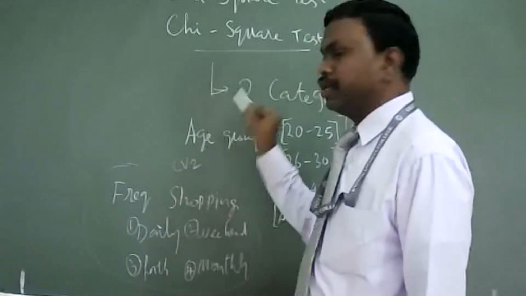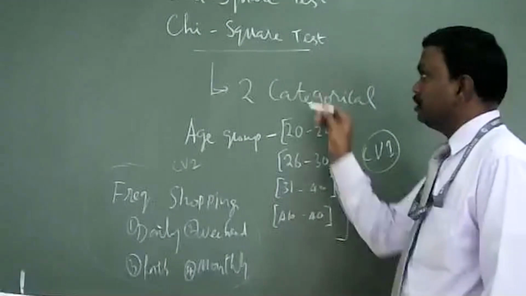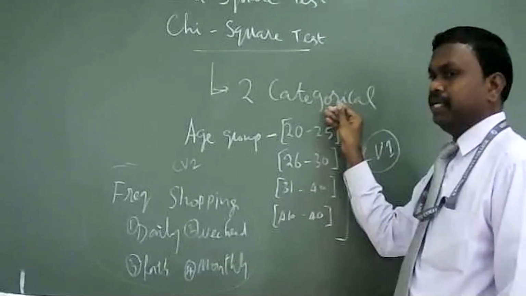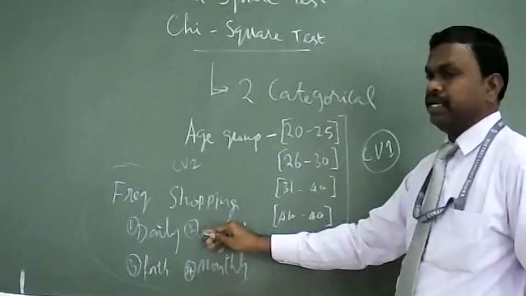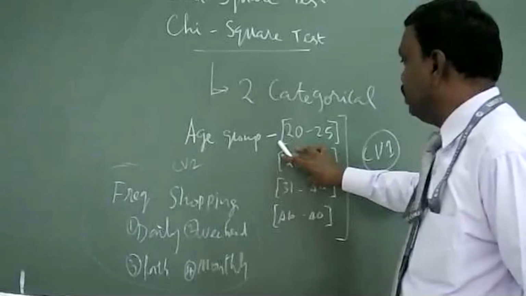So when you look at this, how can I apply a chi-square? The preliminary condition is two categorical variables. Yes, I have two categorical variables. This is the first categorical variable and this is the second categorical variable. I'm just trying to find whether there is an association of these age groups with their frequency of shopping. That is my idea here.